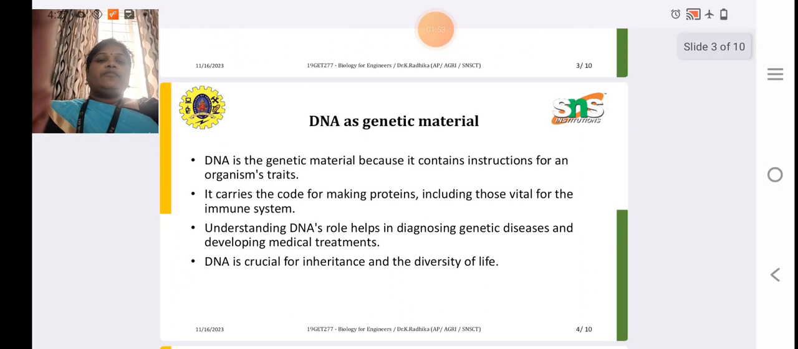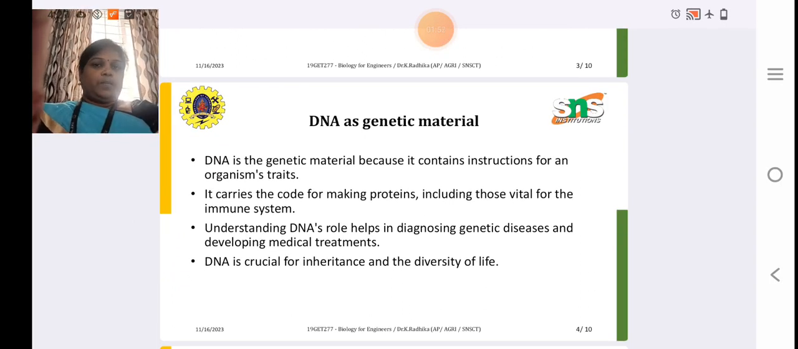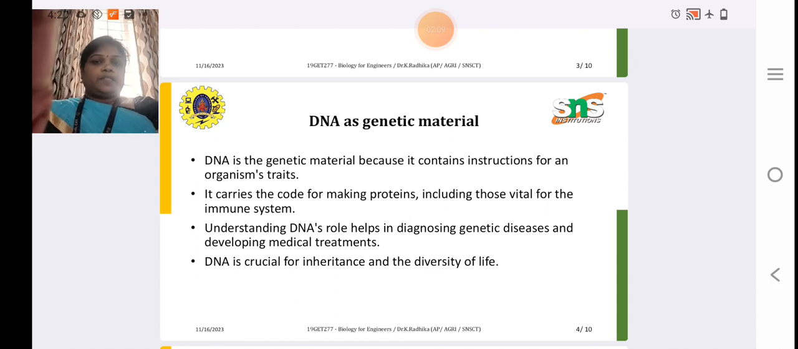First of all, let's see DNA as genetic material, and how it is possible. DNA is a genetic material because it contains instructions for an organism's traits. It carries the code for making proteins, including those vital for the immune system. Understanding DNA's role helps in diagnosing genetic diseases and developing medical treatment. So, DNA is crucial for inheritance and the diversity of life.